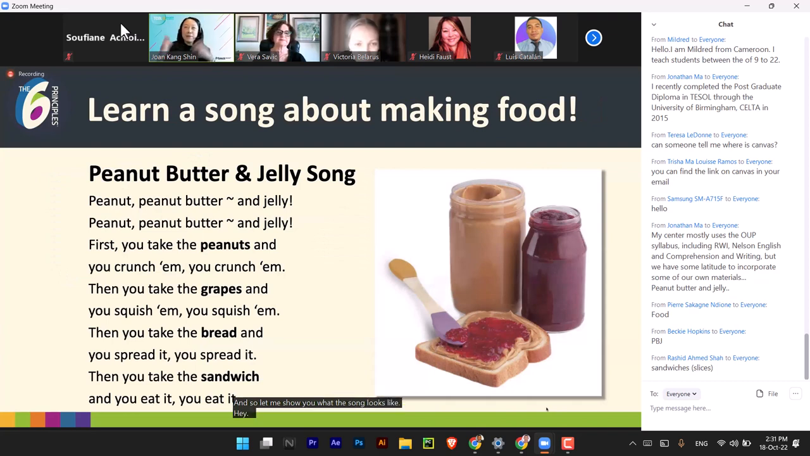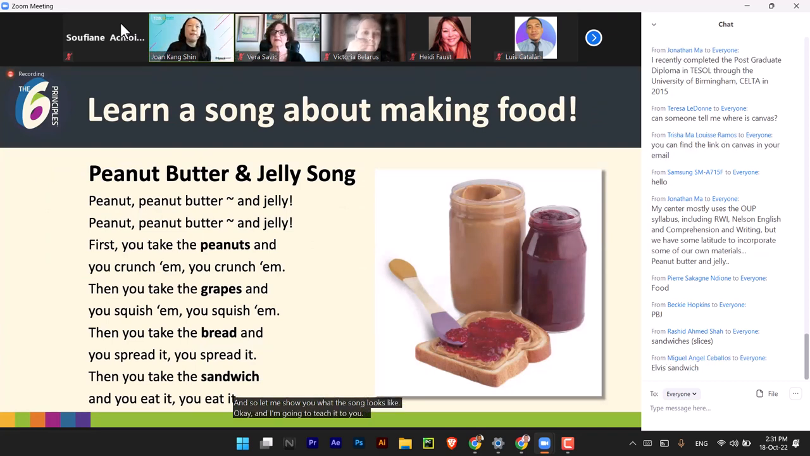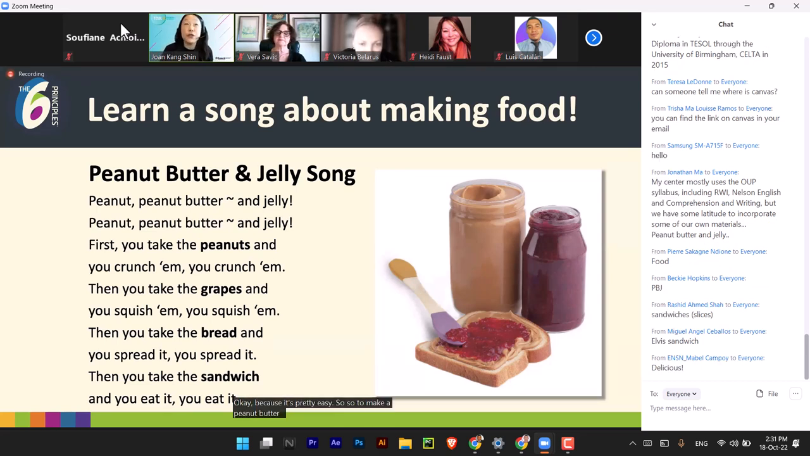Okay, and I'm going to teach it to you, because it's pretty easy. So to make a peanut butter and jelly sandwich, first, you have to take the peanuts, and then you have to go like this. You have to crunch them. Even if I can't see you in the camera, take your peanuts and you crunch them.